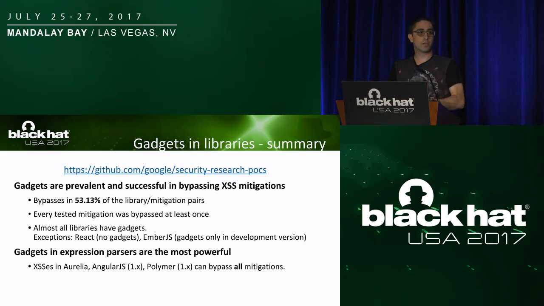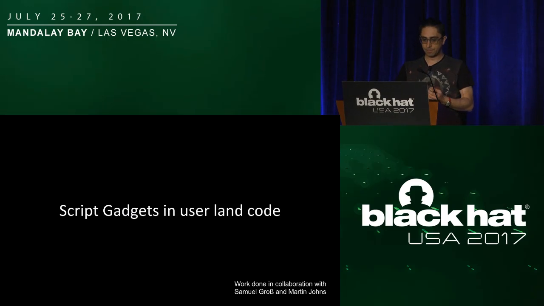Almost all libraries turned out to have interesting gadgets, with the exception of React and Ember.js, because it only had a gadget in a development version, or development deployment, of the library. And it turned out that the gadgets in the expression parsers are the most powerful. So XSS in Aurelia, AngularJS, Polymer can bypass all the mitigations. So please don't have XSSs in those applications, or don't trust mitigations to stop them from being exploitable. And with that, I'll hand over to Sebastian.